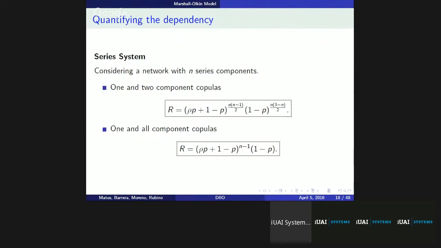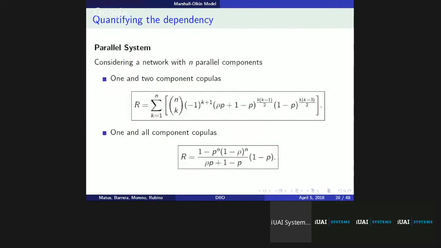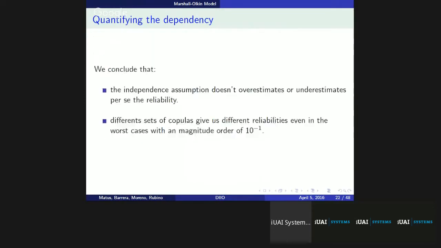And that is the case of the series system, and in the parallel system we see the same structure, taking different solutions of the same problem with the same marginal probabilities and the same correlations. We obtain different reliabilities.